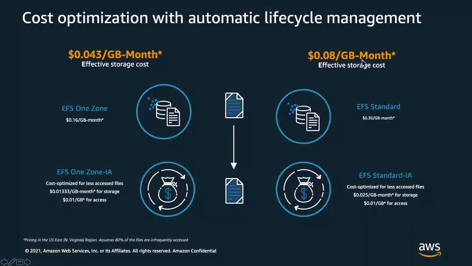It comes out to be approximately 8 cents per gigabyte month, or a ballpark of $80 per terabyte month. The same concept applies. The assumption here is that 80% of the data is not accessed and hence automatically tiers to EFS Standard Infrequently Accessed. So that's a ballpark estimate of costs.